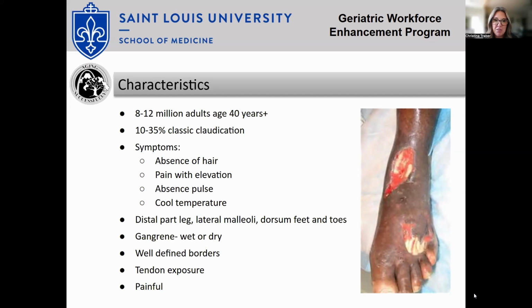Typical areas of the leg and feet where they get the vascular ulcers tend to be the distal part of the leg, the ankle, and the dorsum part of your feet and toes. You can have gangrene. So if they're not getting enough blood flow, that tissue can die. They have kind of these punched out, well-defined borders. Often you can get tendon exposure. So in this picture, this white is all foot tendon that is showing. And they tend to be very painful, mostly painful because they're just not getting good blood flow.